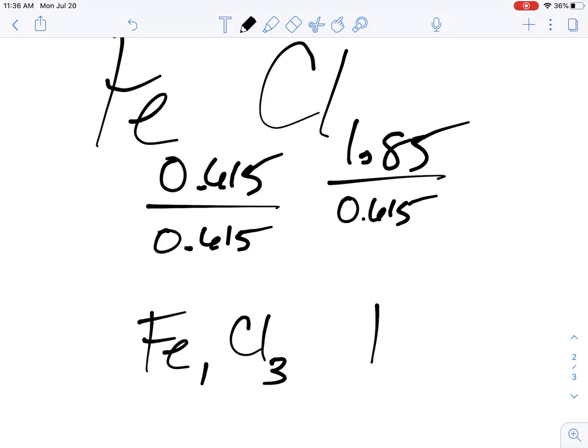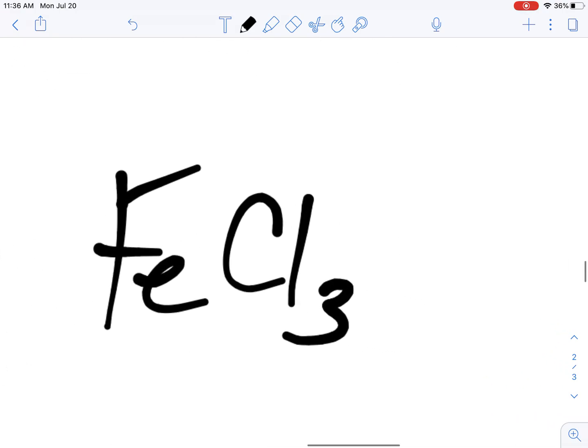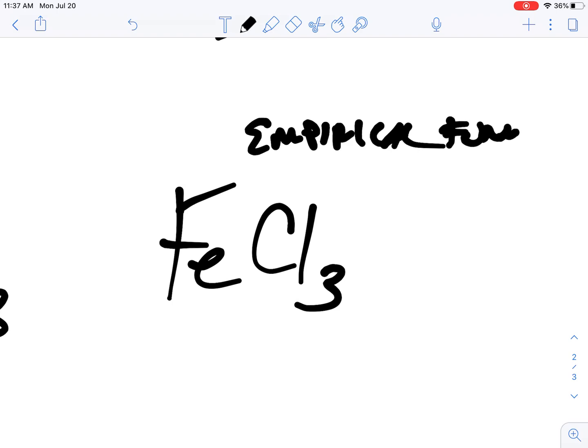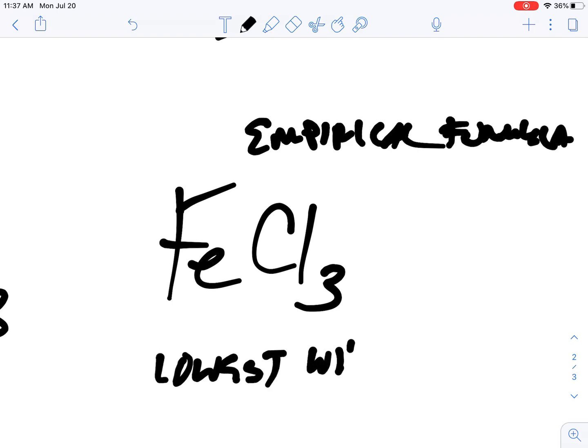So what is the actual formula for this substance? It's FeCl3, which would mean that for every 1 iron present within that ionic crystal, there are 3 chlorides present within that crystal. And this is the empirical formula, which is the lowest whole number ratio of the atoms, a 1:3 ratio.